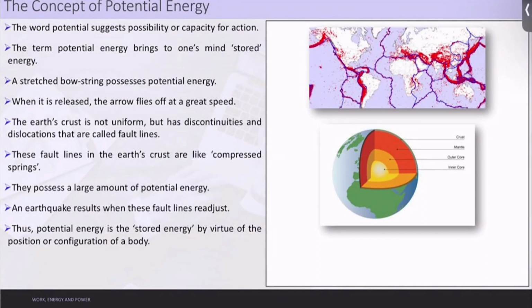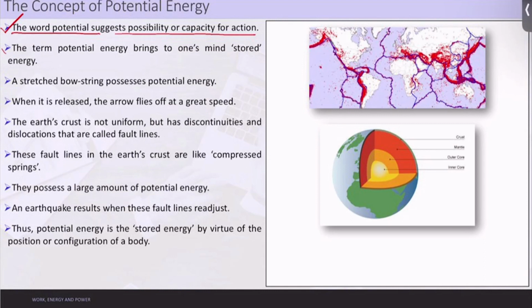Okay. So the word potential suggests possibility or capacity for action. Quite evident, but this is just the English meaning being explained here. So what does the word potential tell us about? It tells a possibility or the capacity for action. Fine.